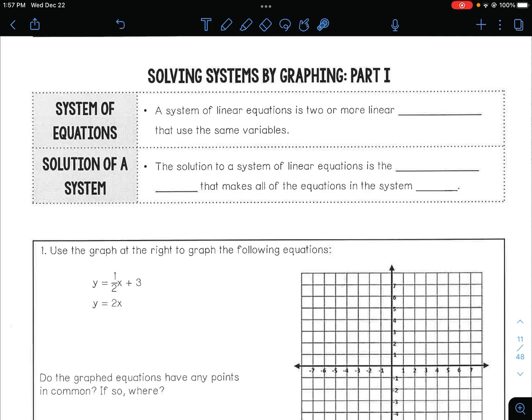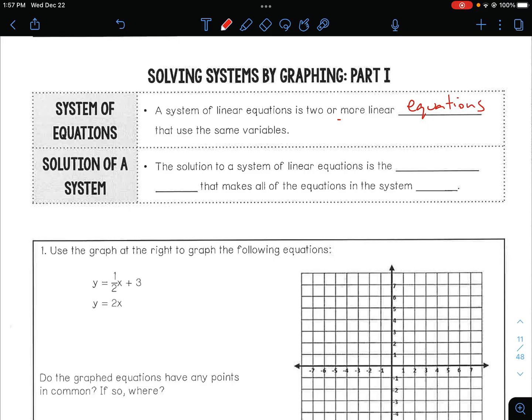In this video, we are going to learn how to solve systems of equations by graphing. What is a system of equations? Well, a system of linear equations is two or more linear equations that have the same variables.